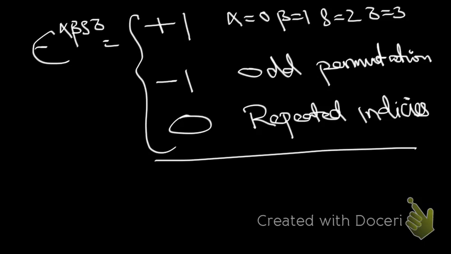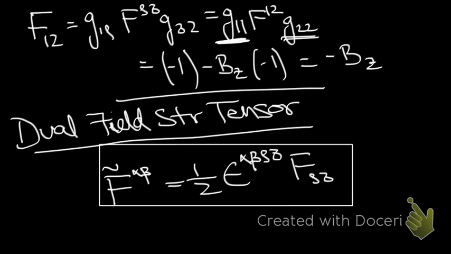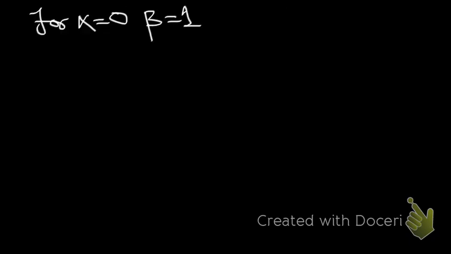Okay, so let's look at the case where alpha is equal to 0 and beta is equal to 1. If we go back and look at the definition of the dual field strength tensor, we can substitute in alpha equal to 0 and beta equal to 1. And substituting these two values, we would then see the corresponding rho and sigma, right? So let's do that over here.